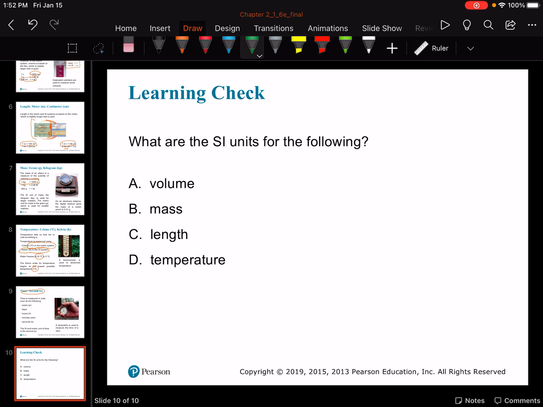What are the SI units for volume? It's cubic meter. What's the SI unit for mass? It's kilogram. The SI unit for length is meter. And the SI unit for temperature is kelvins. Okay, I don't think any explanation is warranted there. If that's not easy, feel free to go back and look at this video again, or read your notes, or read the textbook. Either way, these things are ultimately just going to have to be memorized. All right, good luck.